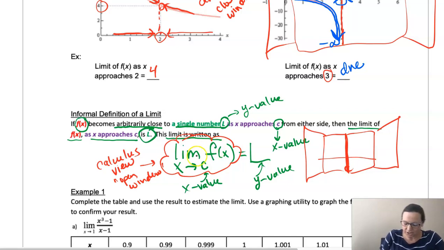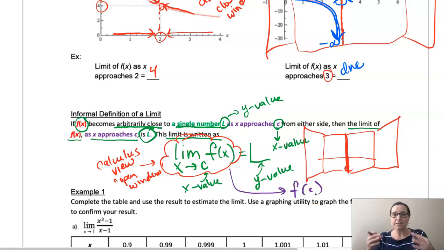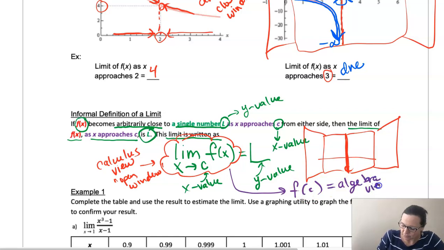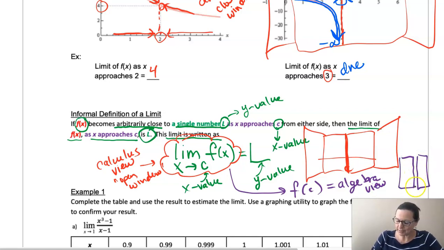So this notation is in contrast to this. As you'll see in a later section, sometimes these two things are the same, right? But they don't have to be in order for the limit to exist. So this f of c would just be the algebra view, where we don't really look at what's happening to the left and right of c. So the window is now closed, except for that one little open spot where x is c. So f of c is only what's happening on the graph at c. The limit as x approaches c of f of x is what the y values are approaching on the left and the right of x equals c.